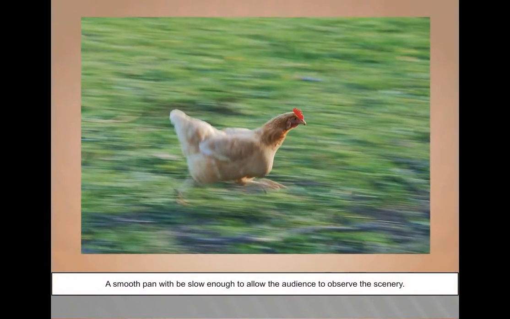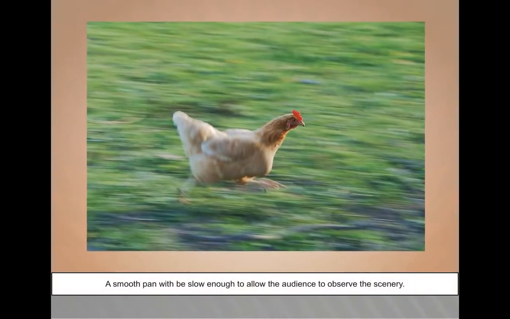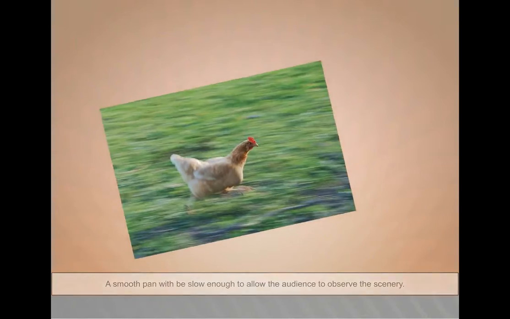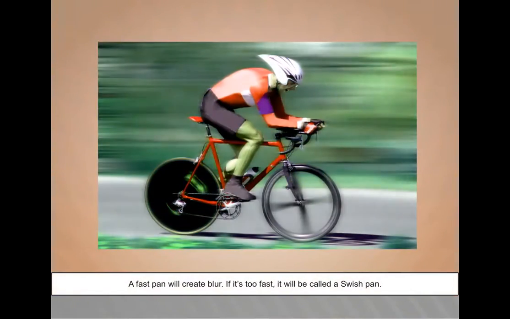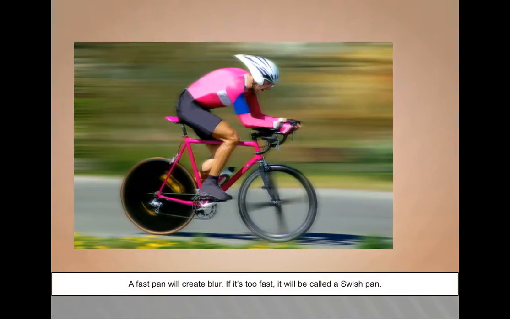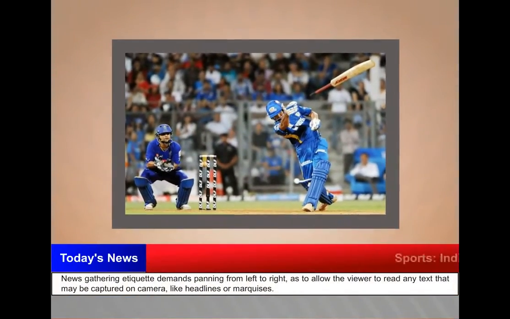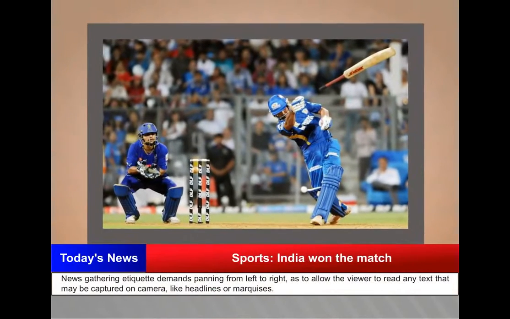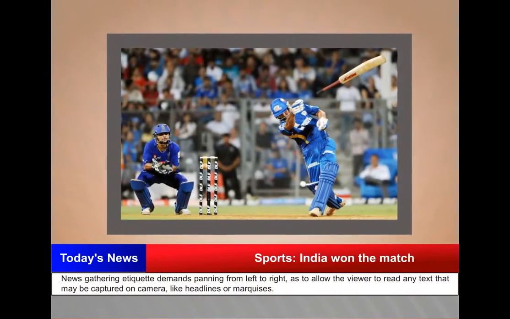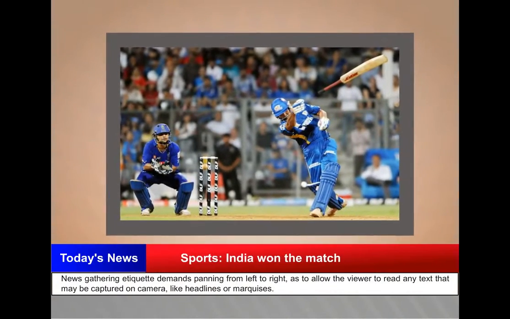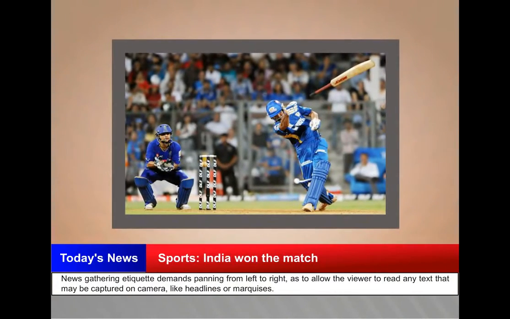A smooth pan will be slow enough to allow the audience to observe the scenery. A fast pan will create blur. If it is too fast, it will be called a swish pan. News gathering etiquette demands panning from left to right, so as to allow the viewer to read any text that may be captured on camera, like headlines or marquees.